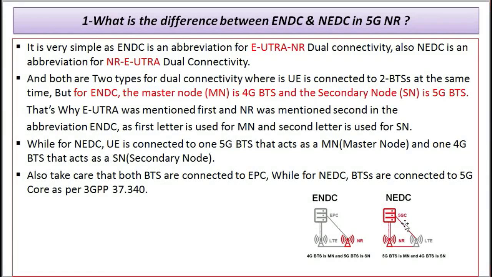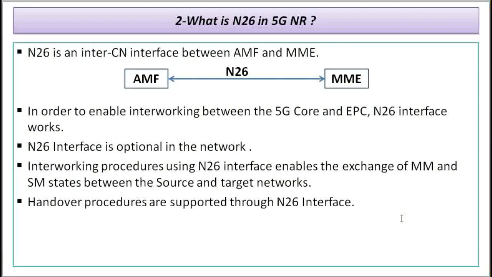Also take care that in ENDC both BTS are connected to EPC, while in NEDC the BTS are connected to the 5G core. This is according to the 3GPP specification 37.340. That's all.